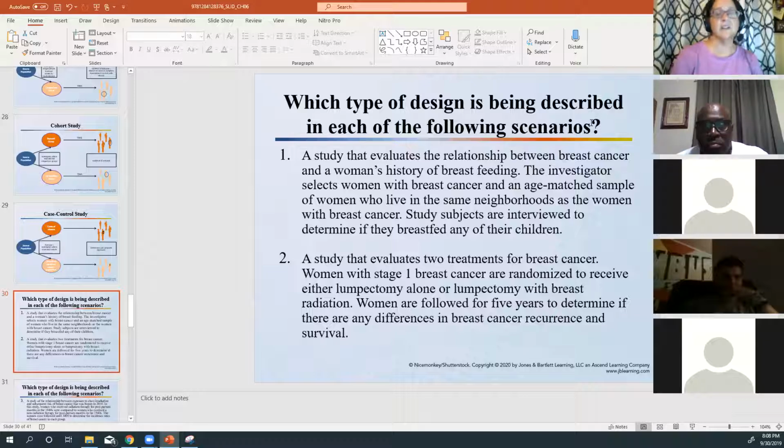So what does this look like? Is that an experimental study, a case control study, a cohort study? What was it?